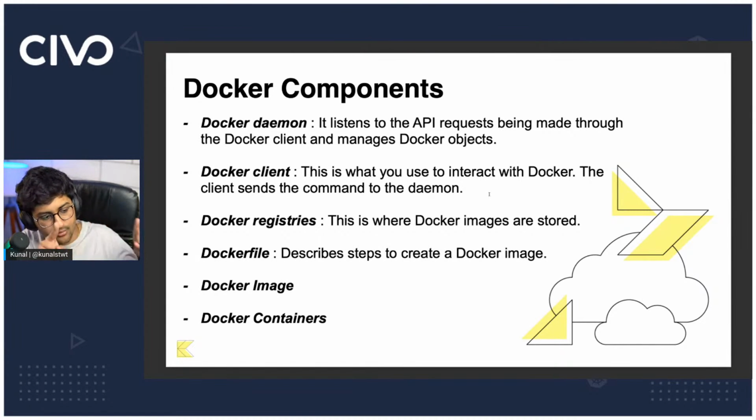In that you specify, I need this, I need that, this is what needs to be done, these are the steps that need to be performed. So when you run a Dockerfile, a Docker image is created. An image is basically a file. Whenever you run a Docker image, a container is created.